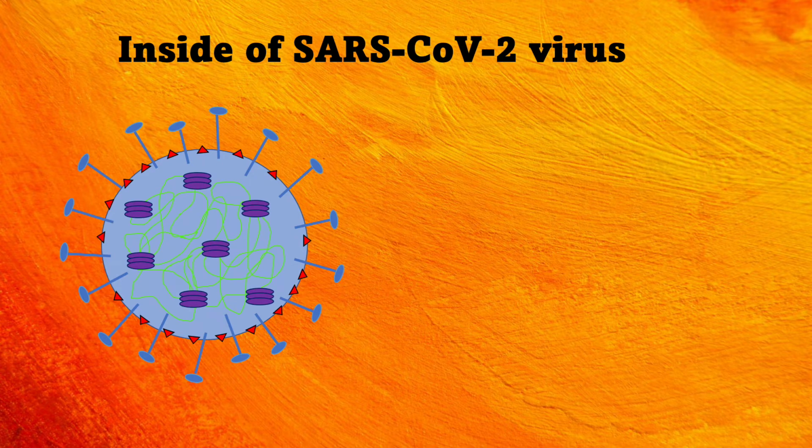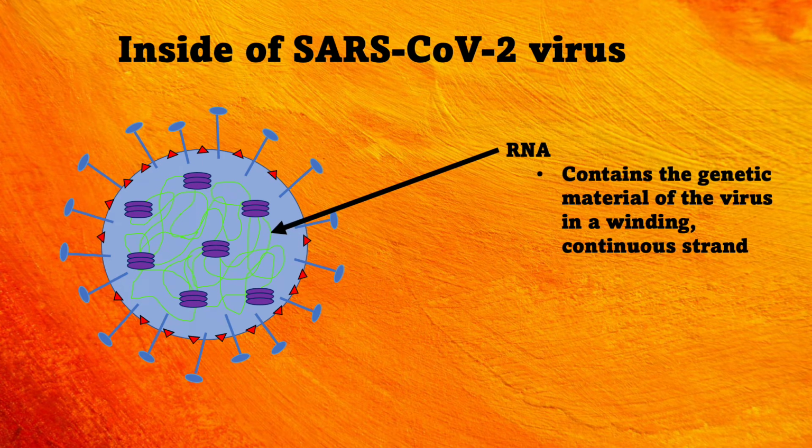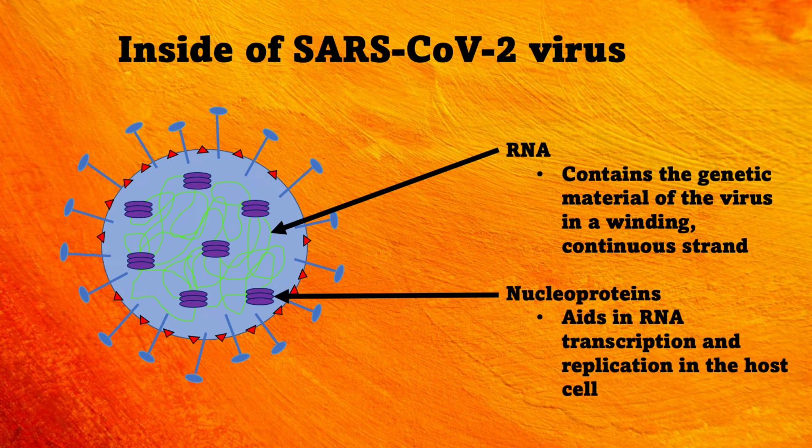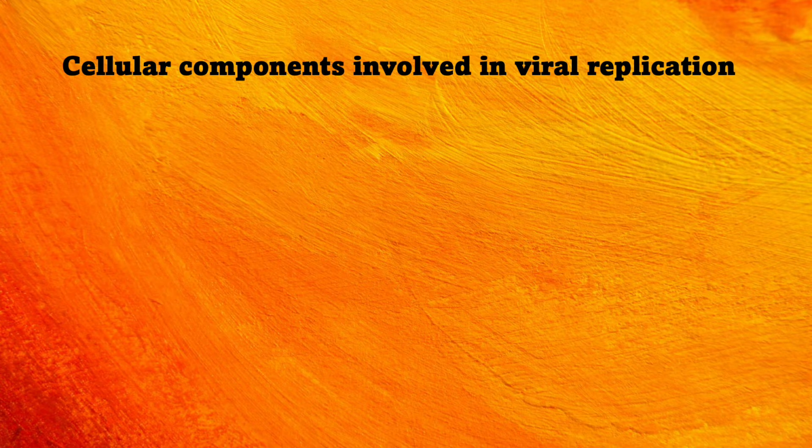Inside the virus, we have the RNA, which contains the genome or the genetic material of the virus, and it's stored in a winding continuous strand. We also have the nucleoproteins, which aid in RNA transcription and replication once the RNA is placed into the host cell. Before we take a look at the life cycle of a virus, let's look at a few of the cellular components that are involved in viral replication.